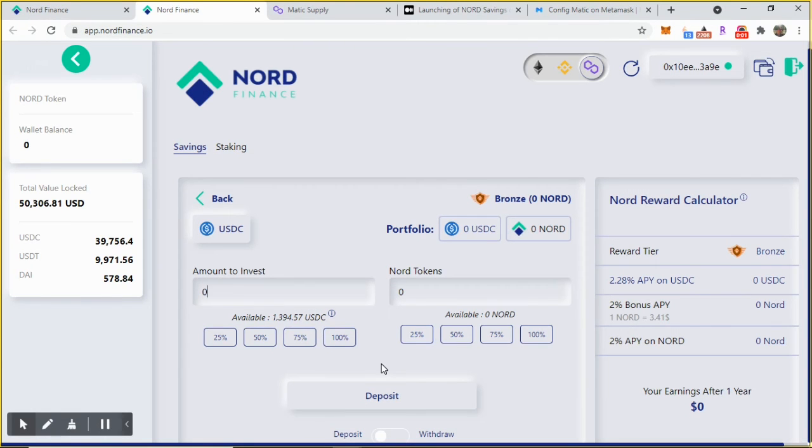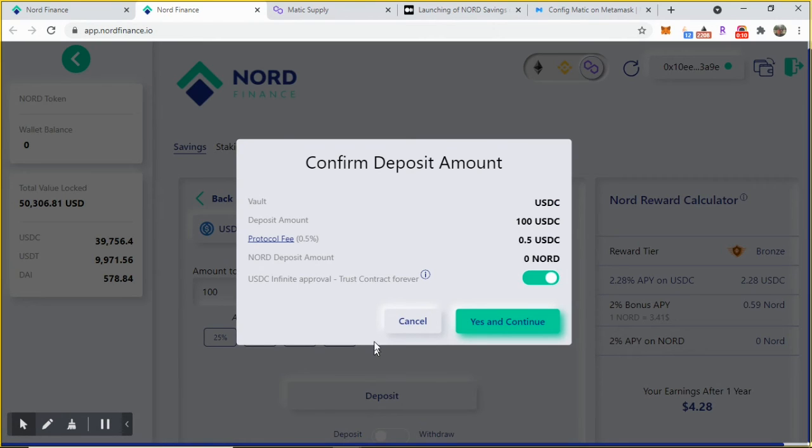I'm going to do a test deposit to show you the steps required. I'm going to deposit 100 USDC. I'm going to click on deposit, and this brings up a prompt to confirm my deposit amount. I'm depositing into the USDC vault with a deposit amount of 100 USDC. 0.5 USDC is taken by the protocol as a deposit fee, and that's that 0.5% deposit fee that I mentioned earlier. This last one, USDC Infinite Approval, Trust Contract Forever.